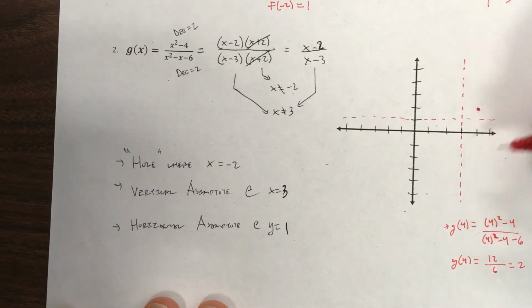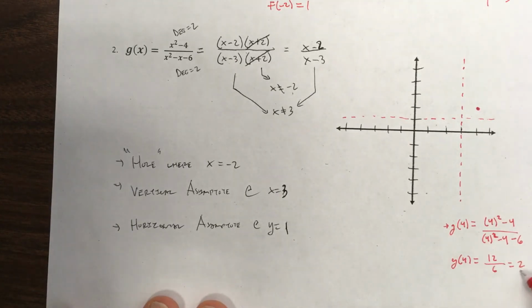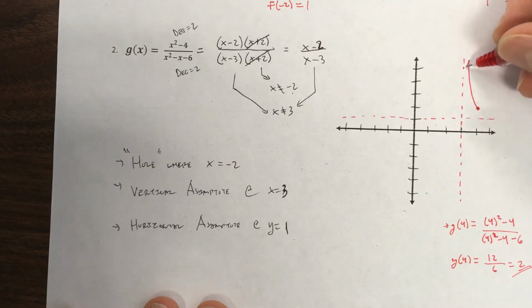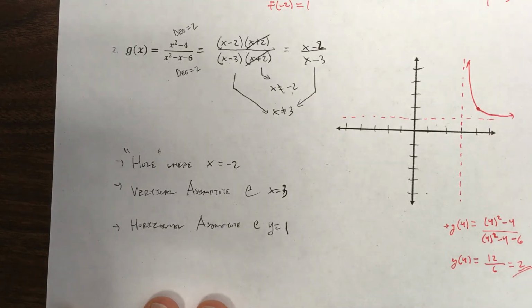So again, I did the g of 4 quickly here and got 2 as an output. That means if we plug in 4, our function crosses at 2. And so our function looks like this.